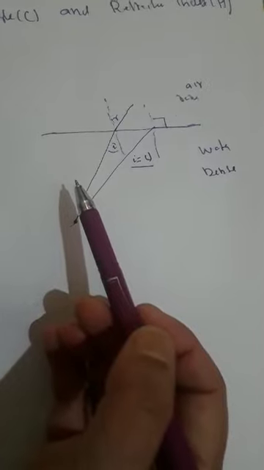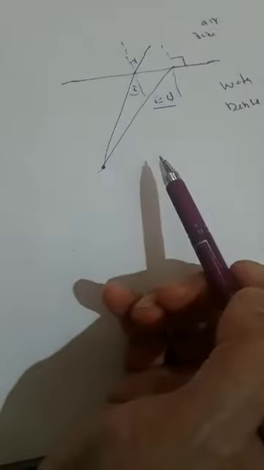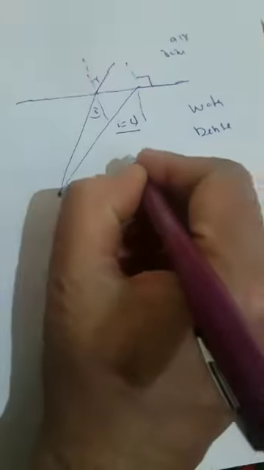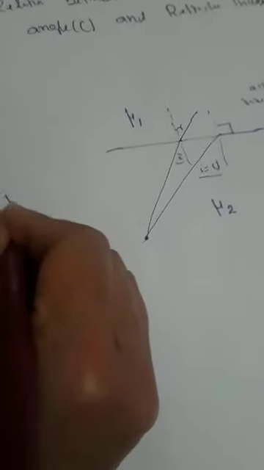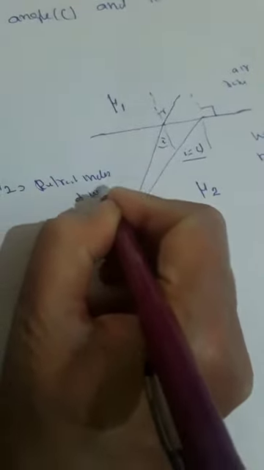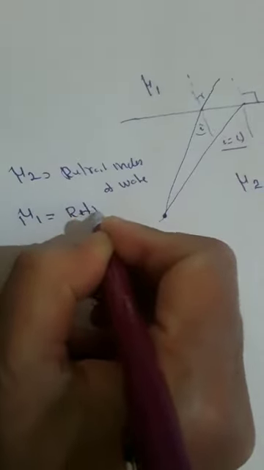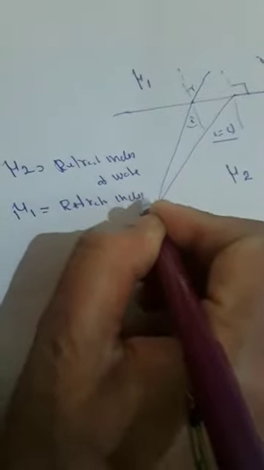Now we have to define the relation between the critical angle and the refractive index. Suppose these are two mediums again, water and air. Suppose the refractive index of water is mu2. I hope you remember this refractive index, I already discussed it in detail. And the refractive index of air is mu1.